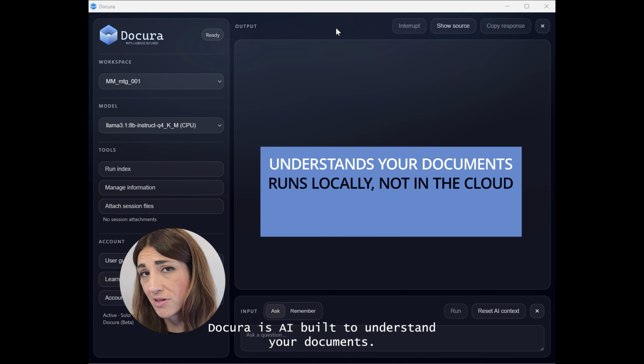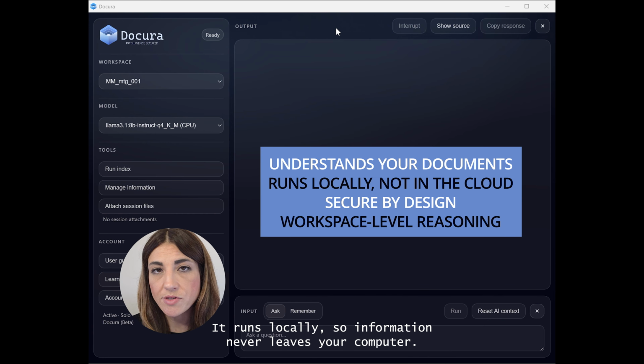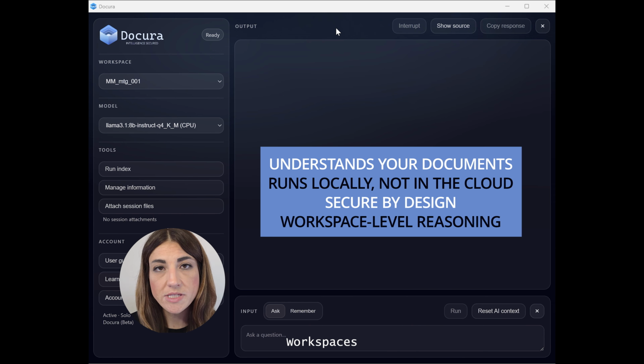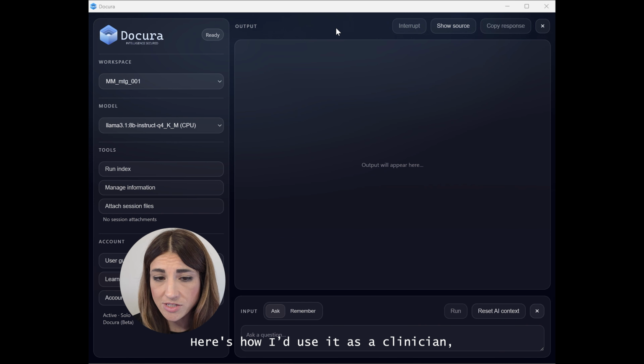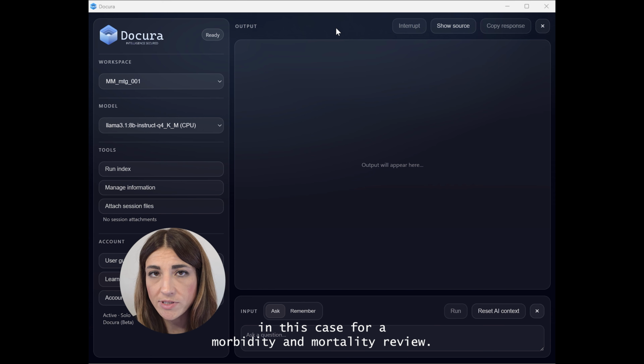Docura is AI built to understand your documents. It runs locally so information never leaves your computer. Workspaces keep your case information isolated. Here's how I'd use it as a clinician, in this case for a morbidity and mortality review.